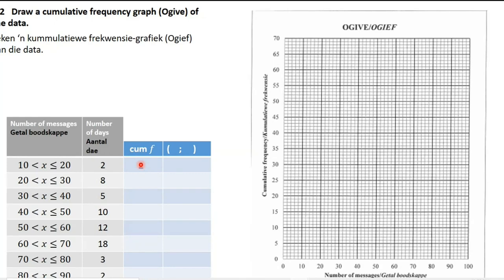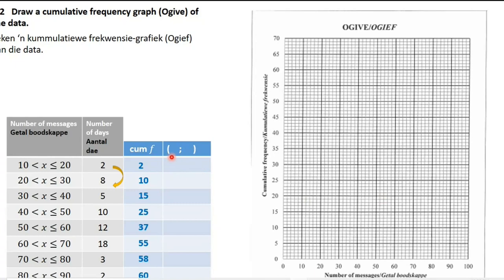So the first one is just 2. The next one is going to be 2 plus 8. Then the next one is going to be 2 plus 8 plus 5, and so on and so on. So we add all of them. Since we want to plot these points, it's a good idea to have coordinates.